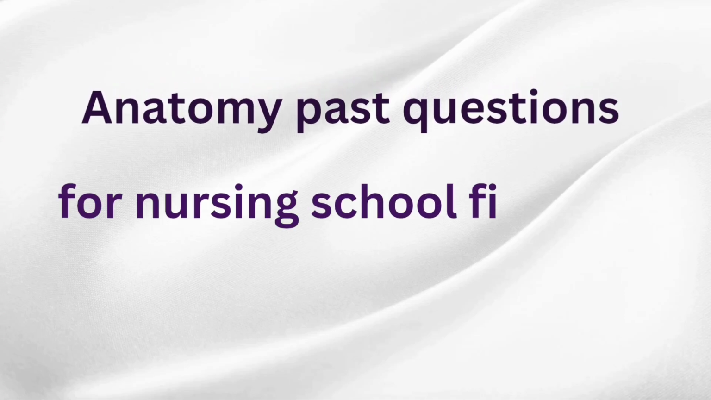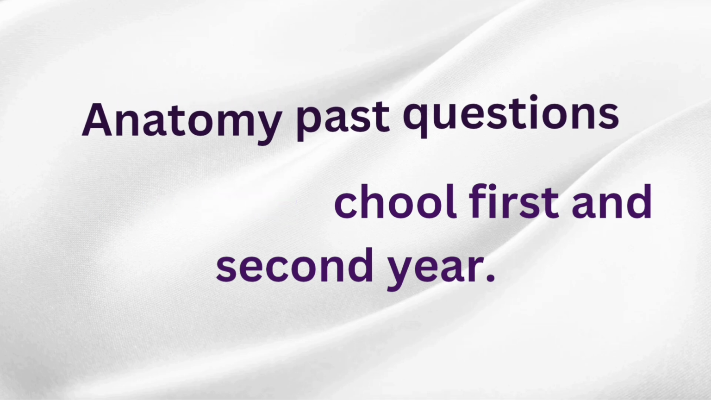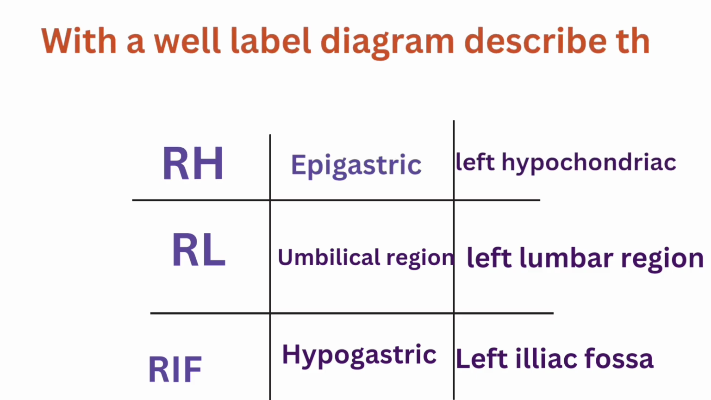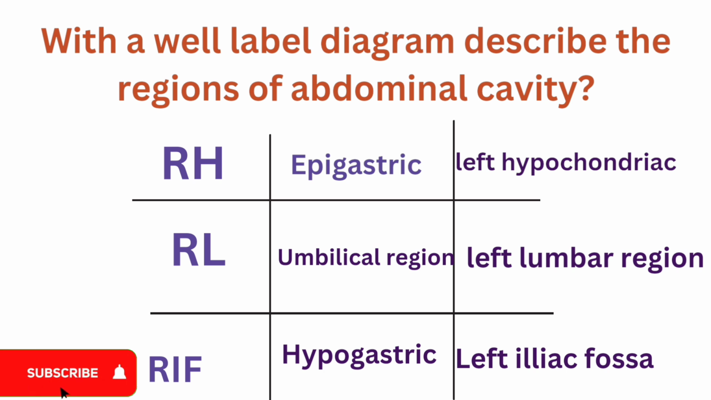So in this video I'll be talking about the past questions in anatomy and physiology in School of Nursing, first year and of course the second year. So I'm starting with the regions of the abdominal cavity. With a well-labeled diagram, describe the regions of the abdominal cavity.